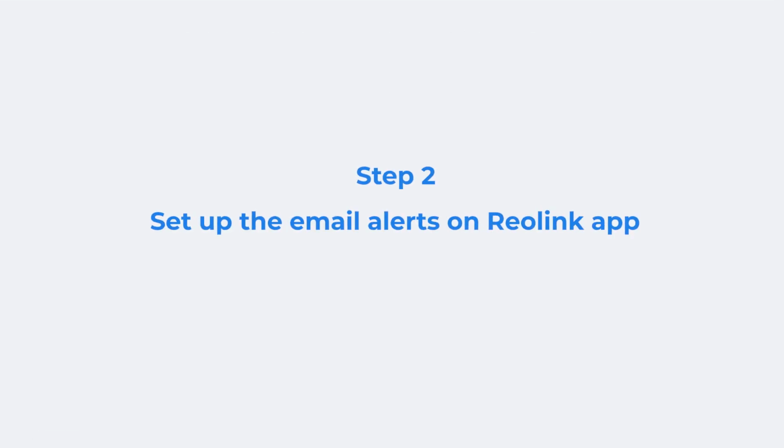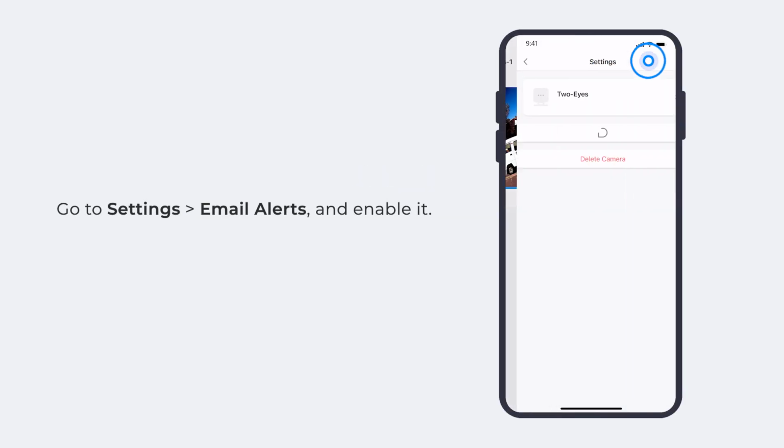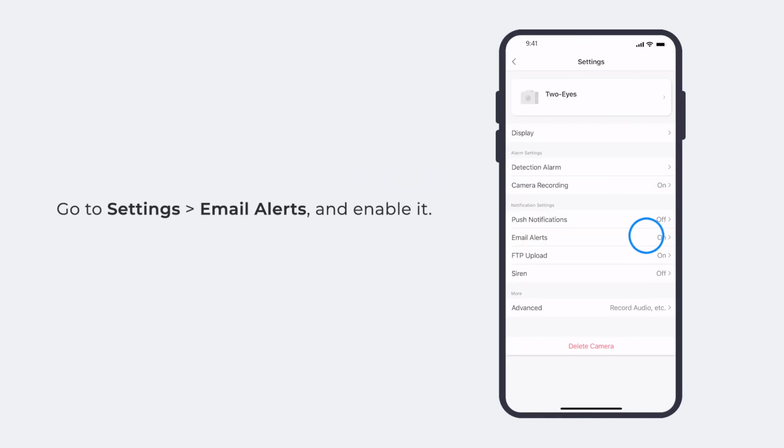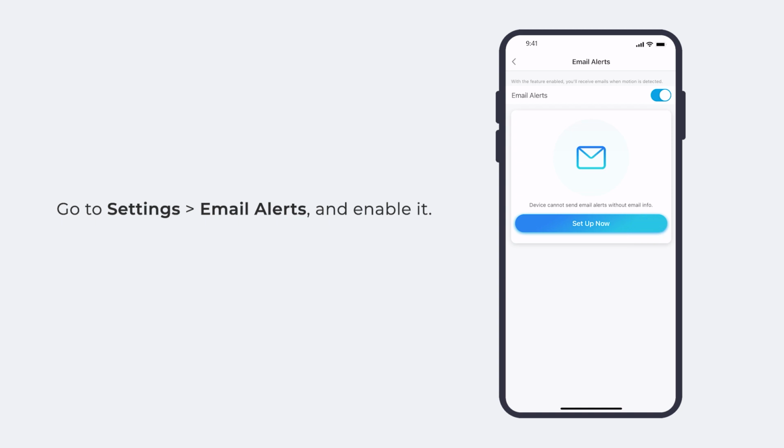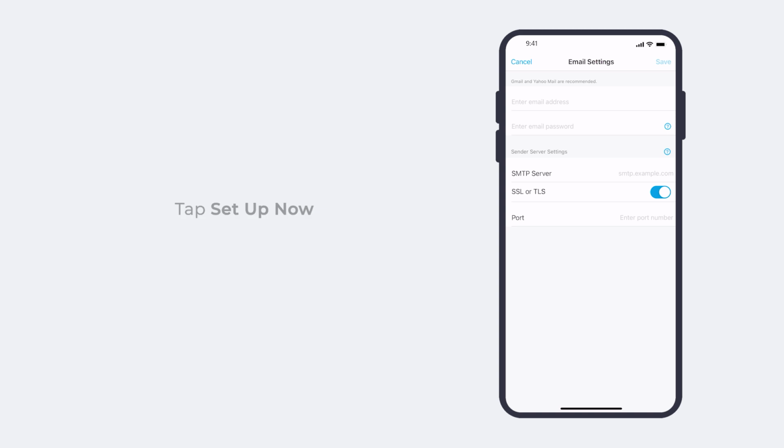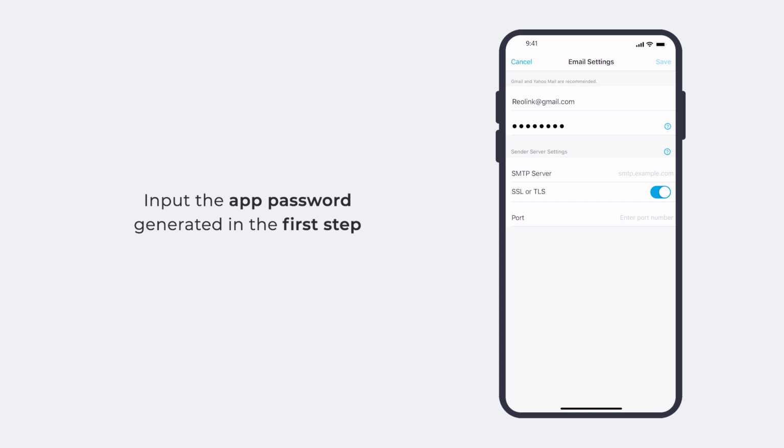Next, let's set up the email alerts on your Reolink app. Go to the Settings page of your camera. Tap Email Alerts. Enable it. And tap Setup Now to start the setting. Input your email address and then password. Here, you need to input the app password generated in the first step.